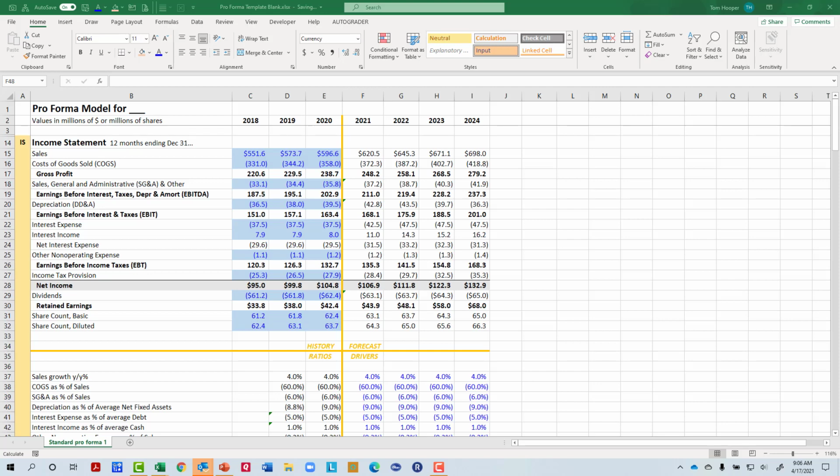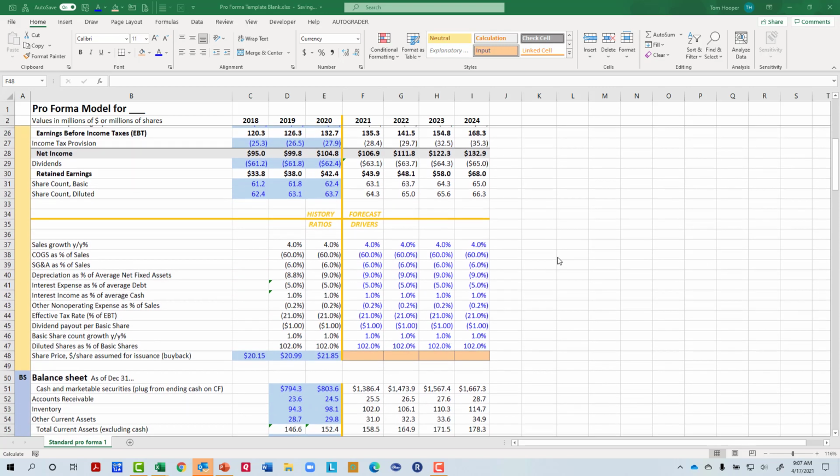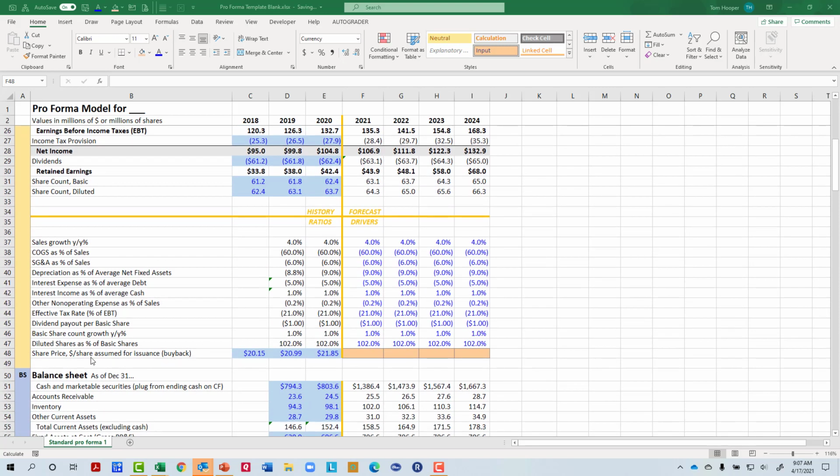However, there's one tiny detail that we didn't address. You may remember a row on here we said we'd come back to called share price assumed for stock issuances or buyback. Remember on row 46, we had noticed that share counts were growing 1% per year, and we chose to continue that and increase those basic share counts. But remember, we didn't get any cash or stock benefit on the balance sheet. So we need to adjust the balance sheet for this.